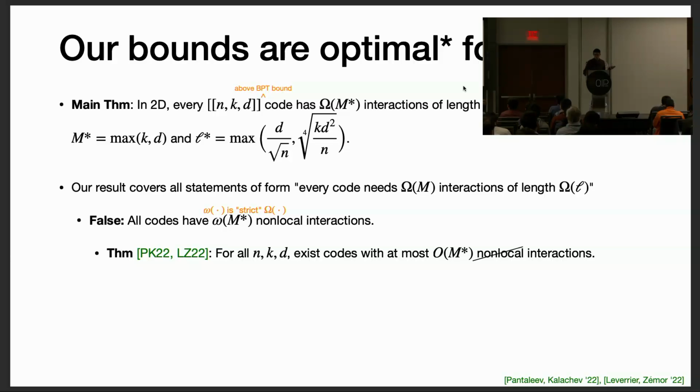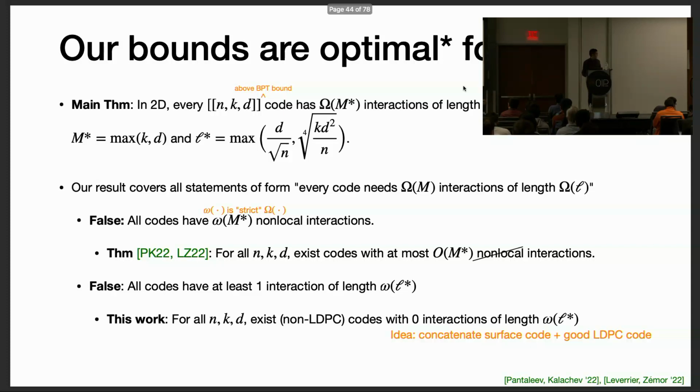Similarly, you could ask, could you improve the interaction length? Could you show that there's at least one interaction that's longer than L star? We showed that there's interactions of length at least L star. Can you show strictly more than L star asymptotically? This also turns out to be false. What we show in this work is we give a construction of codes that have no interactions of length strictly larger than L star. All the interactions are length big O of L star. And the idea behind this construction is we concatenate a surface code with a good LDPC code.